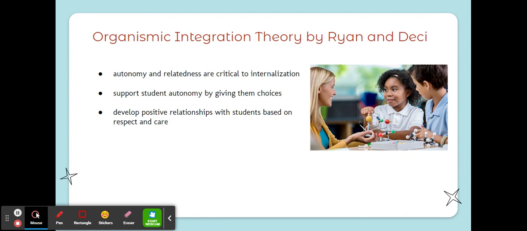Therefore, it is important for educators to support student autonomy by giving them choices and to develop positive relationships with their students based on respect and care. This strategy is likely to increase students' willingness to accept classroom values and instruction and foster motivation.